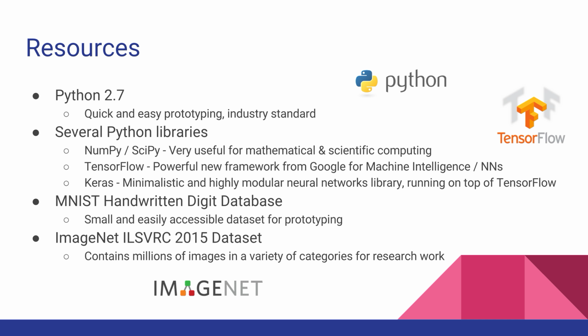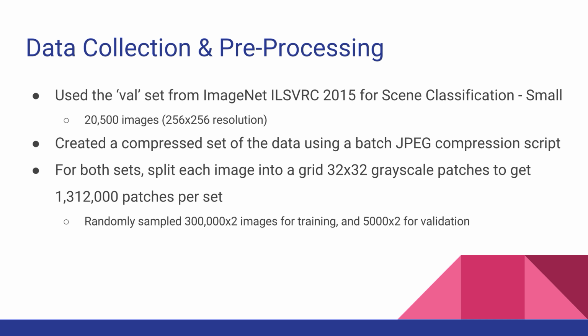And after the proof of concept working, we used the validation data from ImageNet's large scale visual recognition challenge from 2015 to train our model. From these 20,500 images, we randomly sampled for training data 300,000 32 by 32 grayscale patches, 5,000 of these for validation and 30,000 of them for test. We created their JPEG compressed counterparts with a batch compression script for the input to the network.